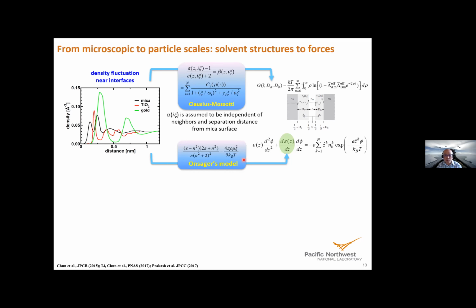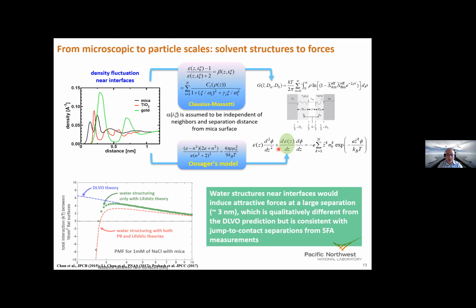Another way is for the electrostatic part. We use the Onsager model, where there are also densities, and map them into the dielectric constant. Using that, for the van der Waals part we modify the Lifshitz theory; we call it the modified Lifshitz theory. For the electrostatic part, we modify the Poisson-Boltzmann equation. Typically we don't have this term, but now the dielectric constant is a function of the separation, a variance in dielectric properties.